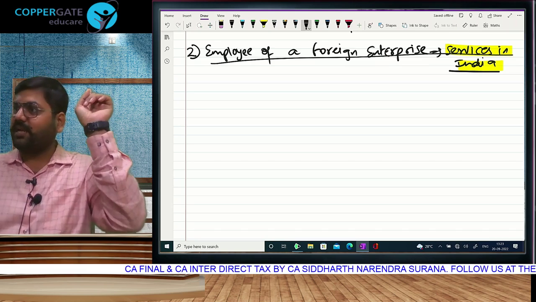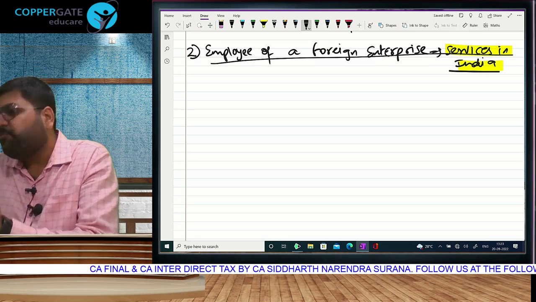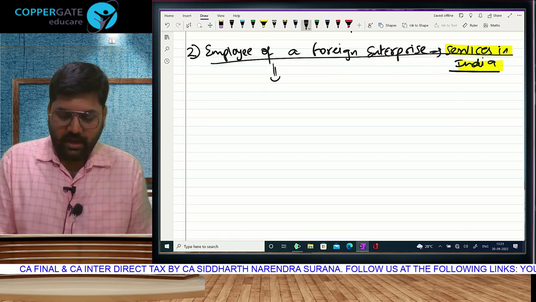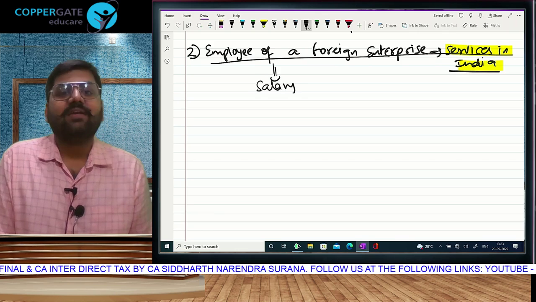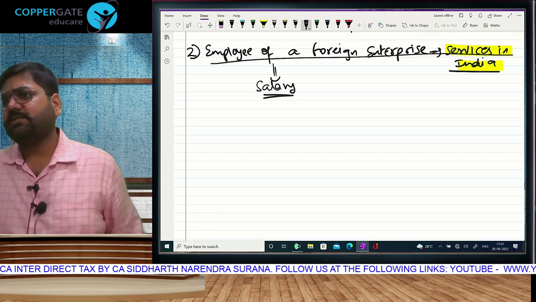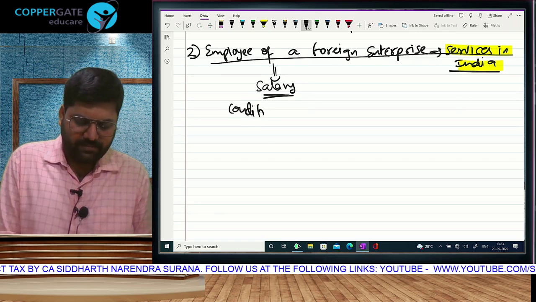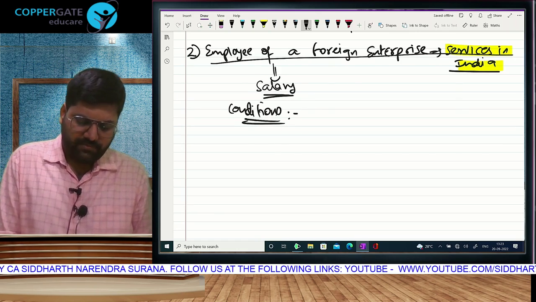So this guy normally stays there. He is coming here for a temporary period. And for that temporary period, we are giving him salary. You can call it remuneration. Salary is the remuneration that you are getting paid. That will be exempt, subject to the following conditions.